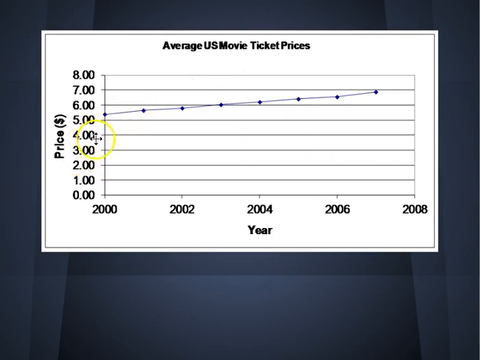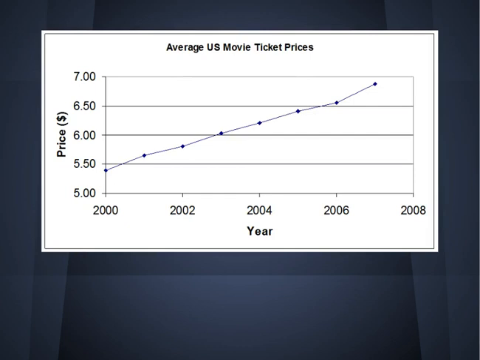So this graph shows the average movie ticket price in the US from the year 2000 to 2008, and it's showing almost a steady increase from about $5.40 up until almost $7, but not quite $7. So if you want to accentuate an increase, the biggest thing that you can do is this change. So I want you to think what changed.